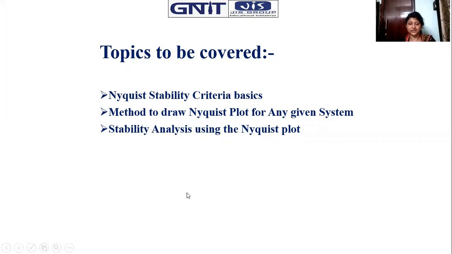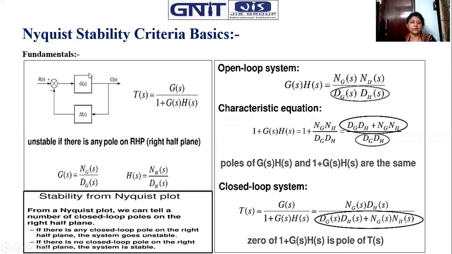Till now we did the GM and PM calculation using the Bode graph, as well as the root locus and the polar plot. Almost all of these are frequency domain representations, as well as the stability criteria that we need to establish for any control system, right? That was the prime objective.